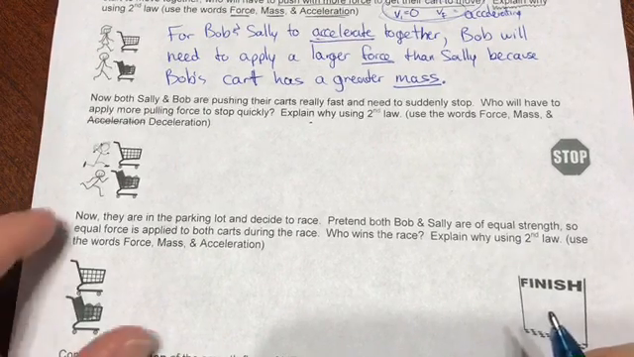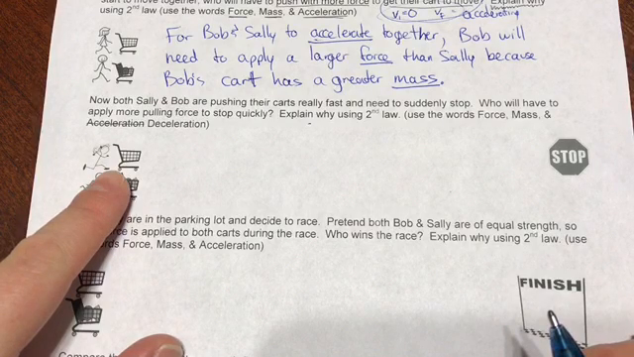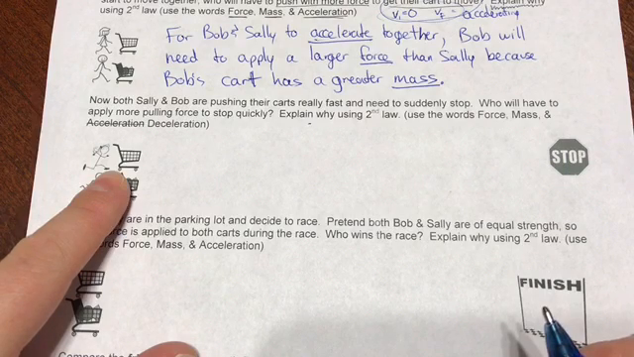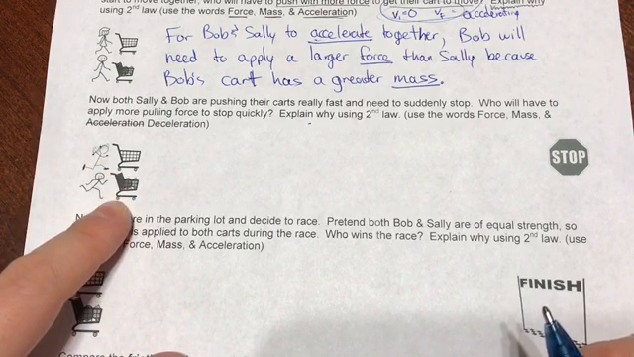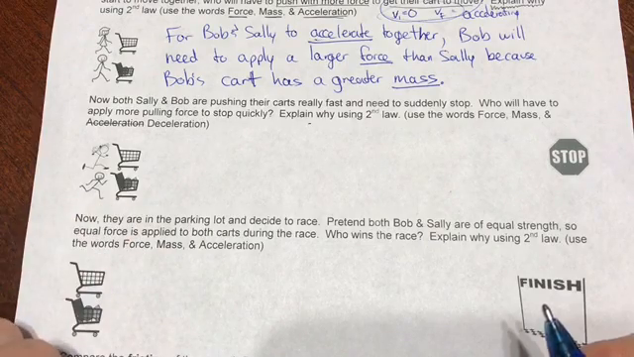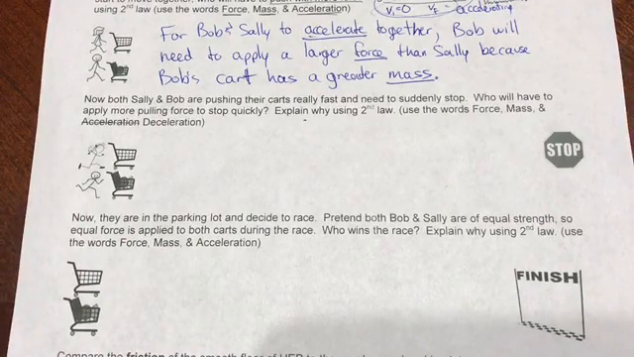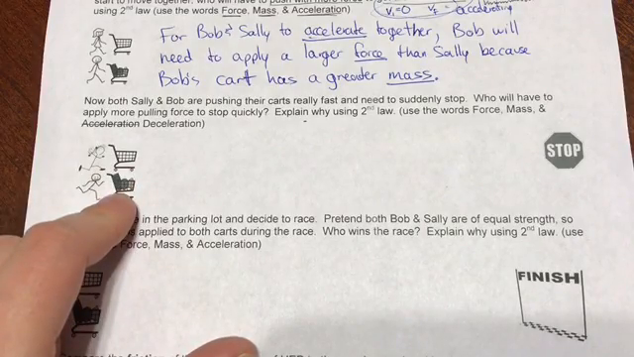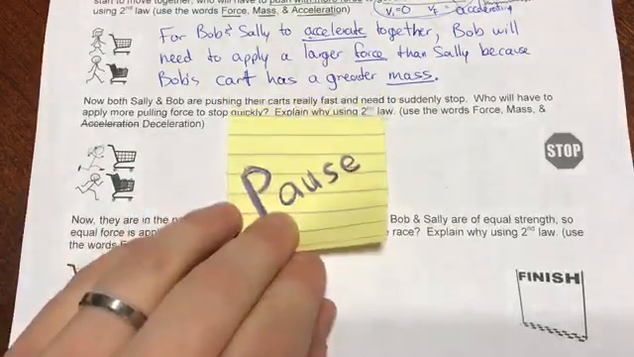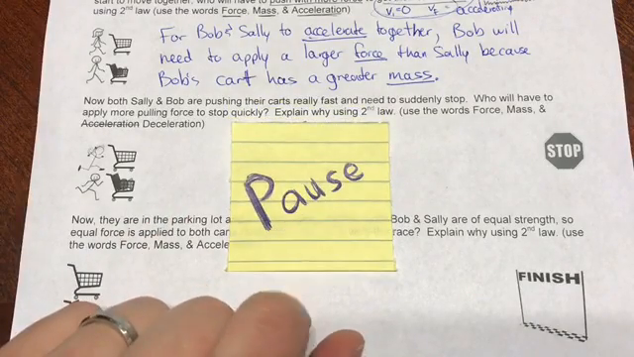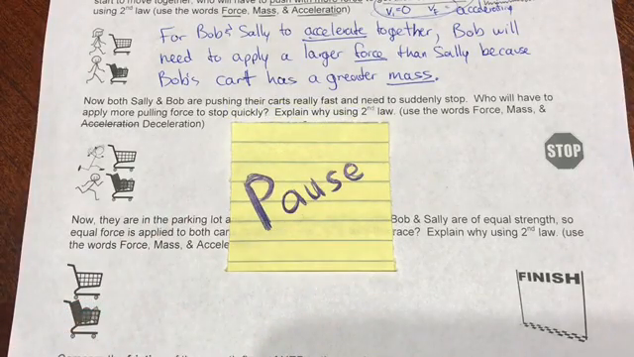So picture yourself as Sally and Bob. Picture yourself moving very quickly with an empty grocery cart, and then trying to stop almost as fast as you possibly can, almost instantly, and doing the same thing with a heavy grocery cart. If you're having difficulty conceptualizing this, imagine a semi-truck and a car. Which one stops faster? Okay? So, the one who needs to apply more force to stop is going to be Bob. So pause the video and explain using force, mass, and deceleration in your sentence.